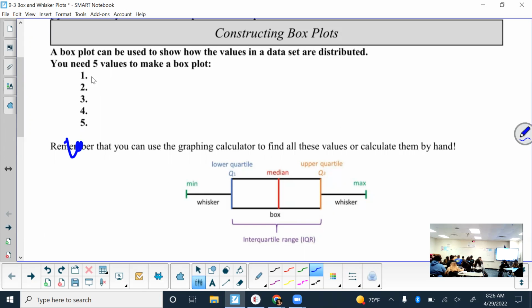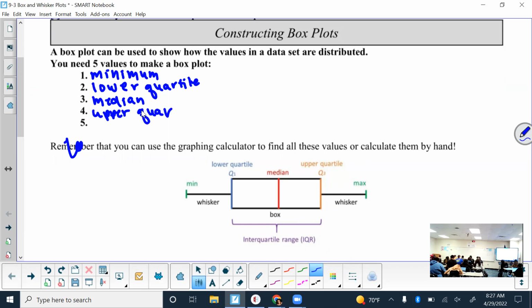Okay, there we go. The first value that you will need is the minimum. Then your lower quartile. Your median. Your upper quartile. And your maximum.